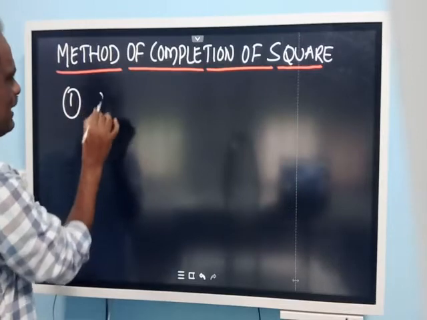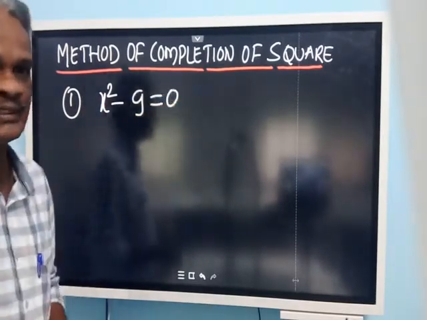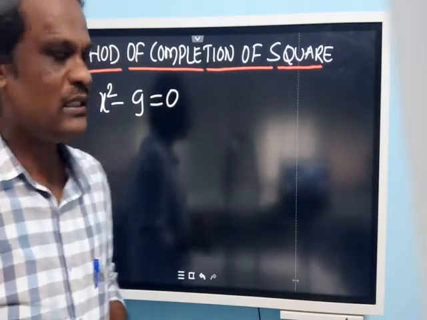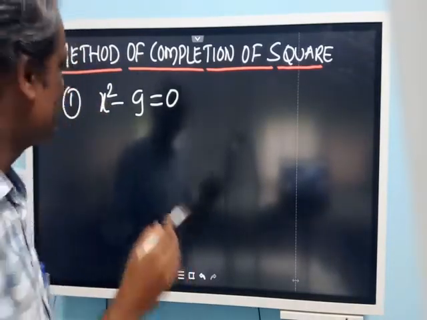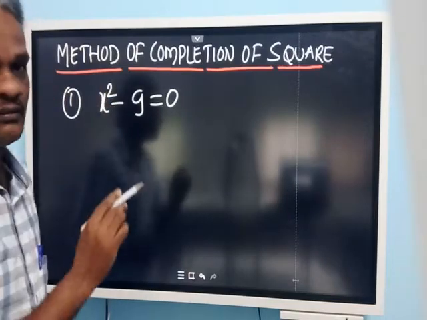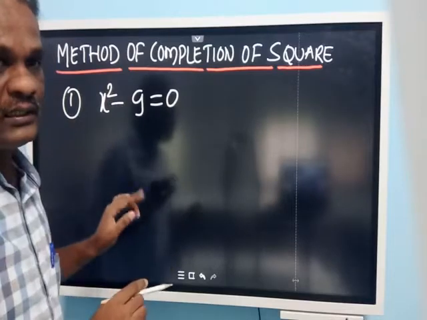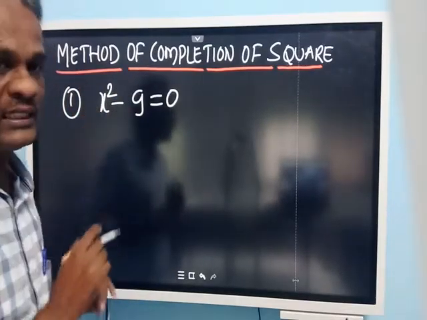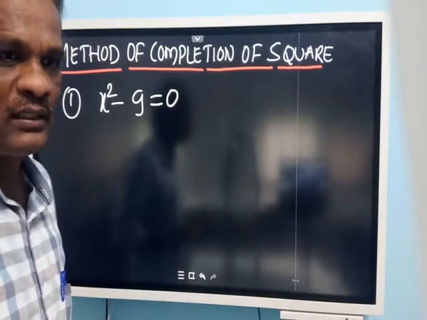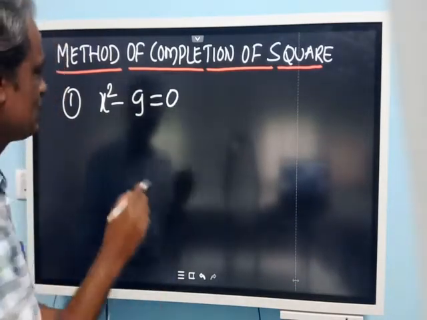First example: x square minus 9 is equal to 0, a quadratic equation. Here, look at the variable x. The variable x is completely inside the square. You will not find it anywhere else except that one place, inside the square. In such cases, it is very easy to solve this type of equation.